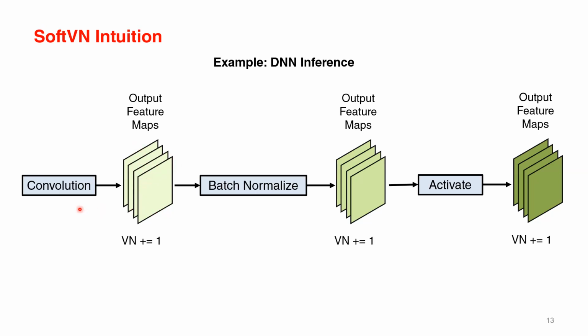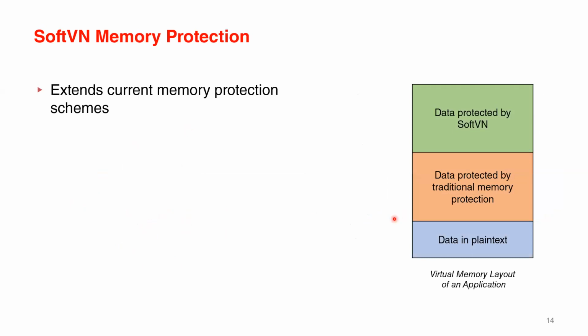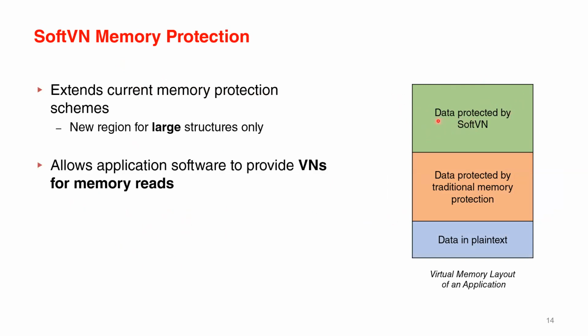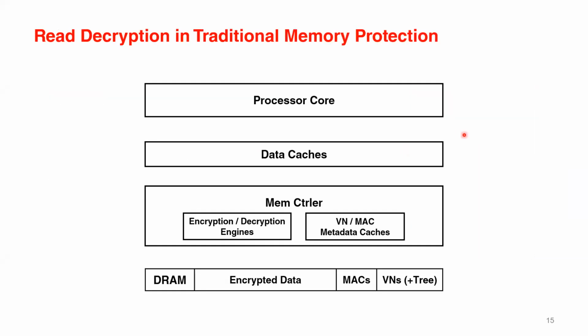In this example, if we assume that each kernel will write to all elements once, we can intuitively have the VN increment by just one after each kernel, and we can track the VN increments in software. So based on our intuition, we propose SoftVN as an extension to current memory protection schemes by having a new region in the memory, which stores data buffers which have simple write patterns. And the idea is that software will provide the VNs for data in this region when it is decrypted. Let's see how that works.